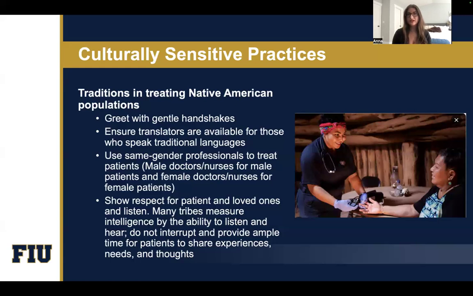And then once again, respect and listening is very important. So many tribes and Native American populations view or measure intelligence by somebody's ability to listen and hear. So it's extremely important to not interrupt and to provide ample time for patients to share their experiences, their needs, and their thoughts, and then to listen and validate those.